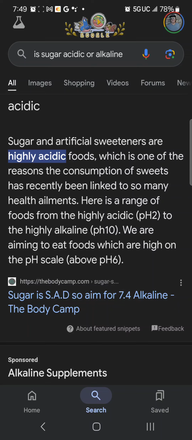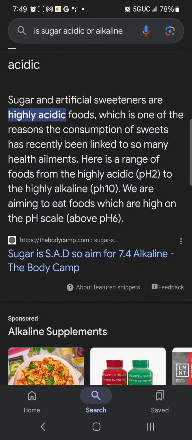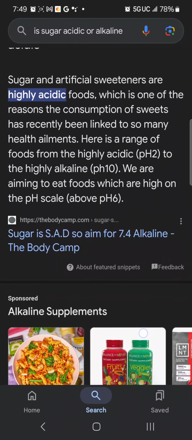Okay, so it says sugar and artificial sweeteners are highly acidic foods, which is one of the reasons the consumption of sweets has recently been linked to so many health ailments. Here's a range of foods from the highly acidic pH 2 to the highly alkaline pH 10. We are aiming to eat foods which are high on the pH scale, above pH 6.